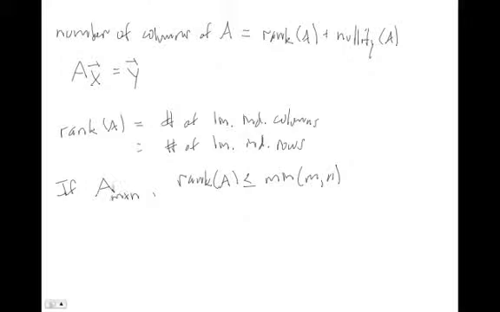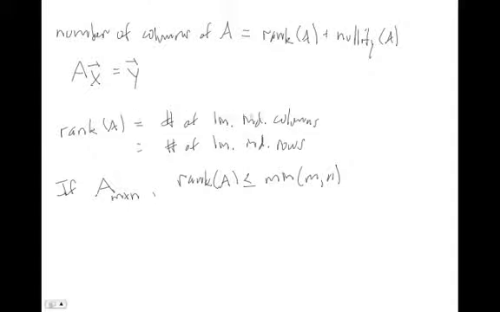So let's say I have a matrix that's 3 by 5. And I don't know what the rank of A is, but I know it's at most 3, because the minimum of 3 and 5 is 3, and my rank of A is less than or equal to 3. It's not saying the rank is equal to 3, it's less than or equal to 3. So I take the number of rows and the number of columns, and my rank is never more than the minimum of those two things.